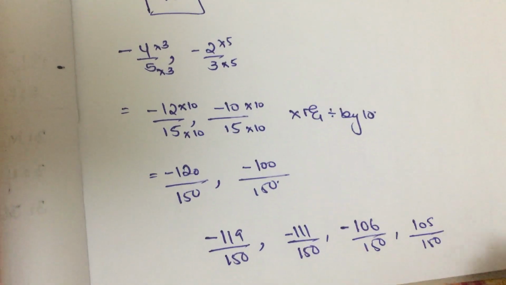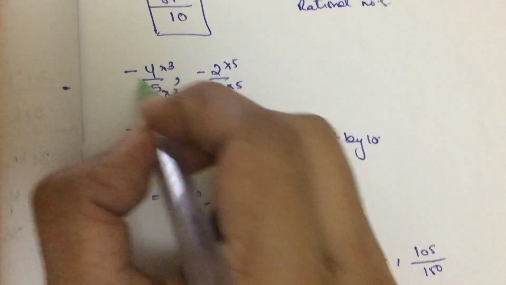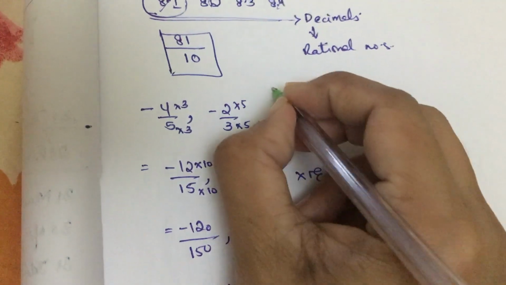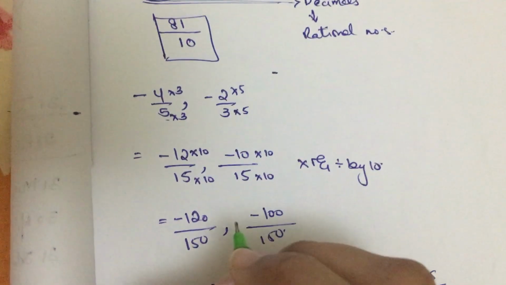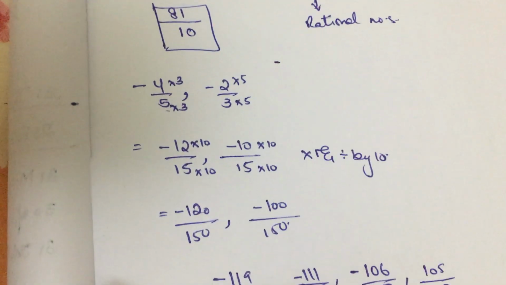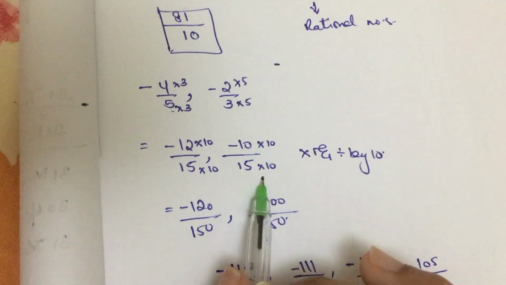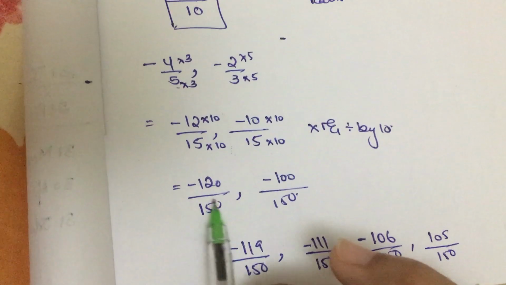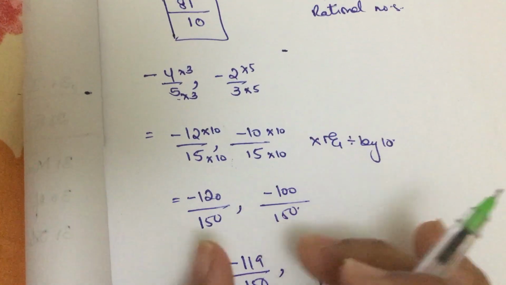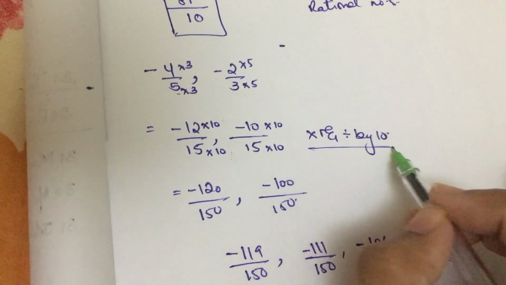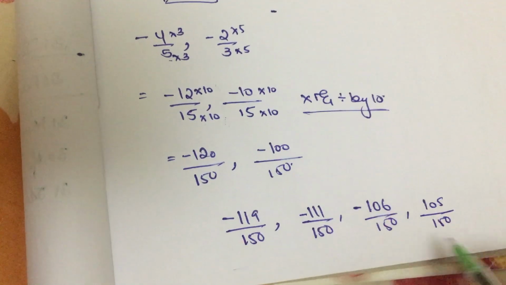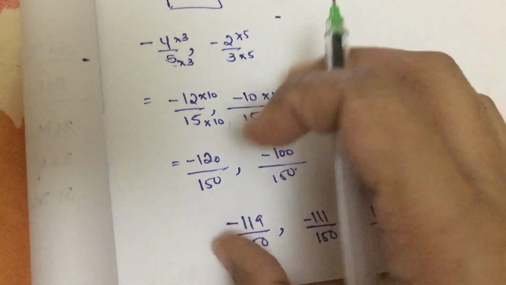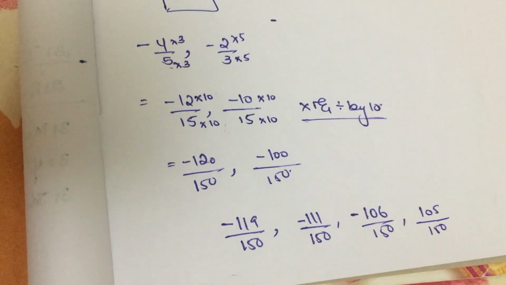Likewise, I can write one more: write 5 rational numbers between minus 4 by 5 and minus 2 by 3. Okay, this is how we do it. First of all, make the denominator the same, and then because you don't have much space in between them, we have to make the space, increase the number of values in it. We are multiplying and dividing by 10 so that we can get many rational numbers. From there, any 5 we can pick and write down.